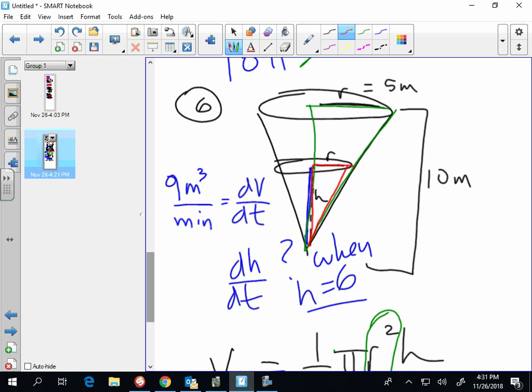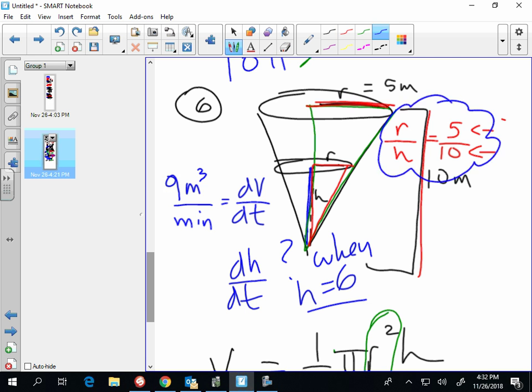Look at that. R is to H as 5 is to 10. See, this is the little triangle, radius, height, and these are from the big triangle. Radius is a constant 5, height is a constant 10. So I have this helping equation over here.